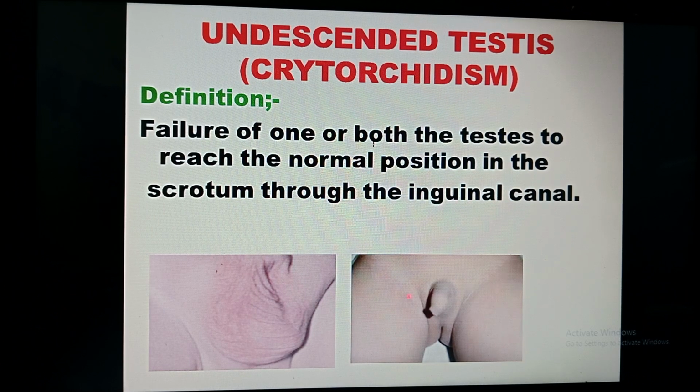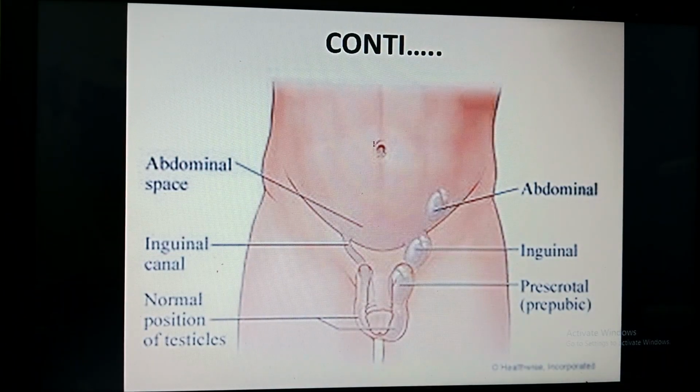There is no testis. So what may be the causes for this? Before we look at the causes, let's look at the normal mechanism. You can see the testis in the abdominal cavity. Usually when the child is in the mother's womb as a fetus, the testis is in the abdominal cavity. During later pregnancy, just before delivery or during the 9th month, the testis slips down to its normal position, that is, the scrotum.